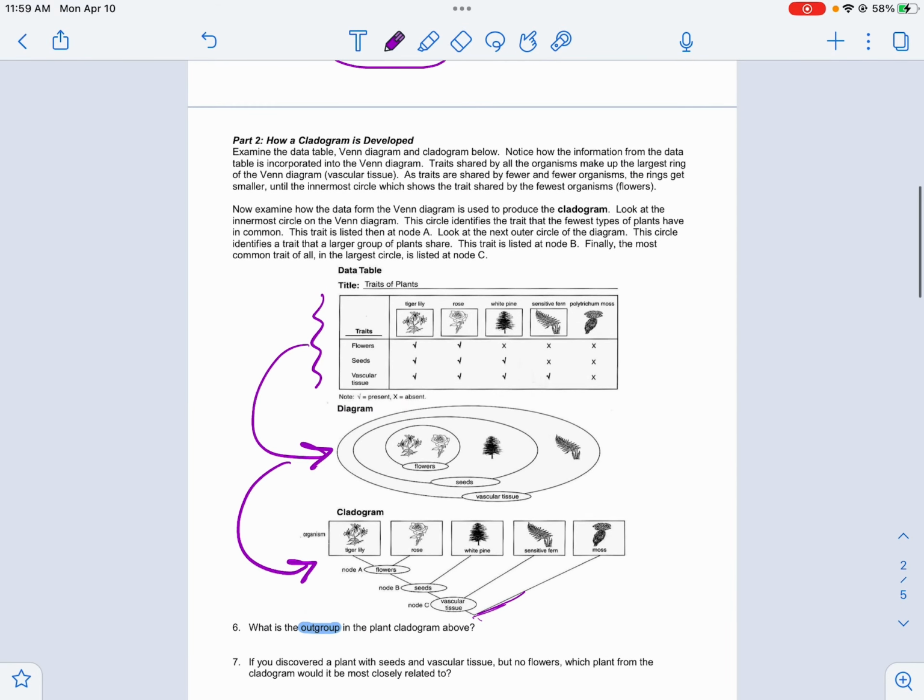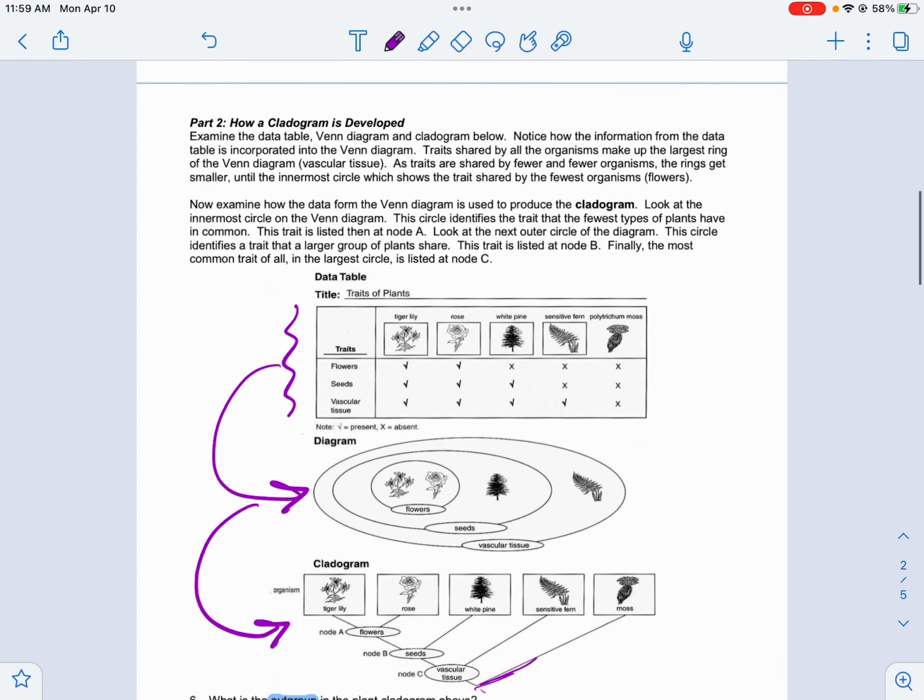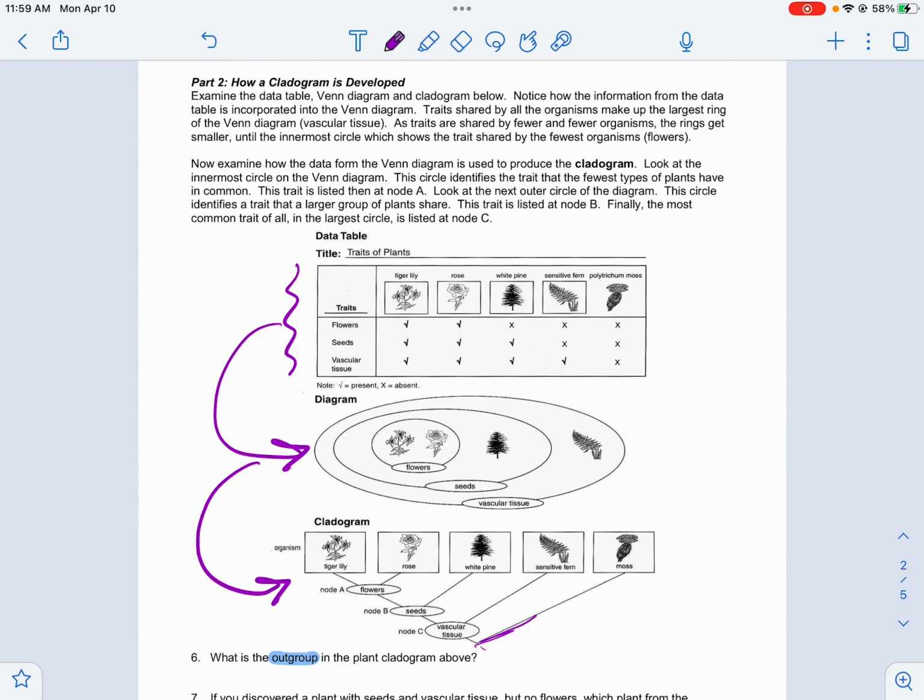Let's take a look at part 2, how a cladogram is developed. It says, examine the data table, Venn diagram, and cladogram below. Notice how the information from the data table is incorporated into the Venn diagram. So they've basically taken this information and they've used it to make a Venn diagram, and then they've used the Venn diagram to create the cladogram.